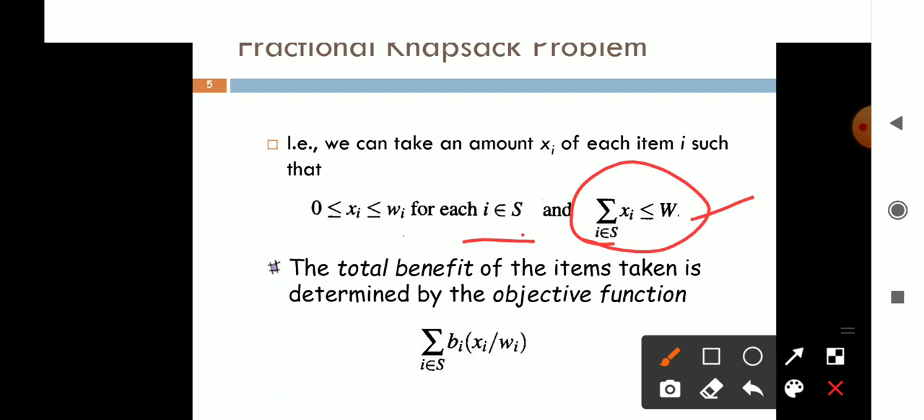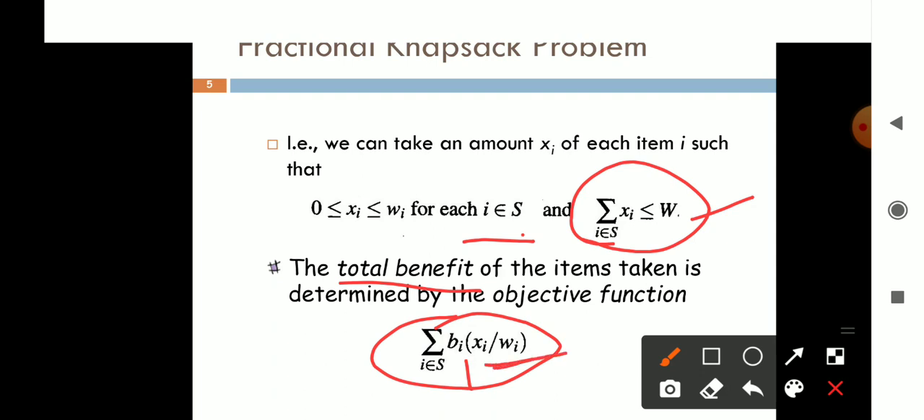Then here we have the total benefit. So the total benefit will be the summation over the objects we are placing in the bag. We will find the summation of the benefits from those objects, and that is denoted by benefit.